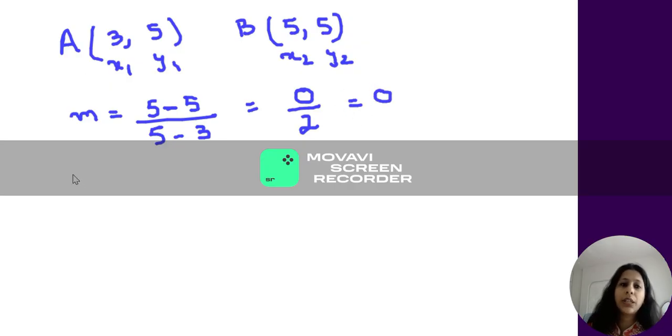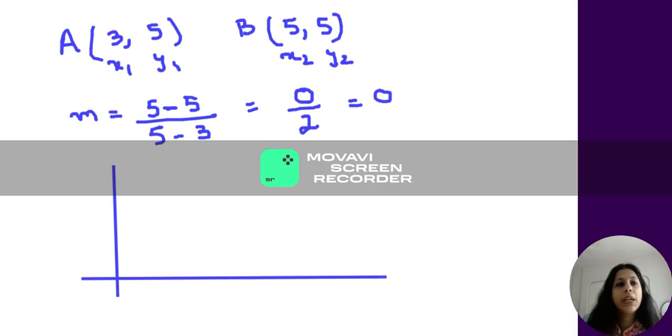Let's just start plotting these points on a grid. If you just try and plot them, where are the points? Now the point A is 3 comma 5. So I'm just marking 3 here and 5 somewhere here. So this is your point A, which is 3 comma 5. The point B is 5 comma 5. So let's have 5 here and this is the corresponding 5 on the y-axis. So this is my B point.